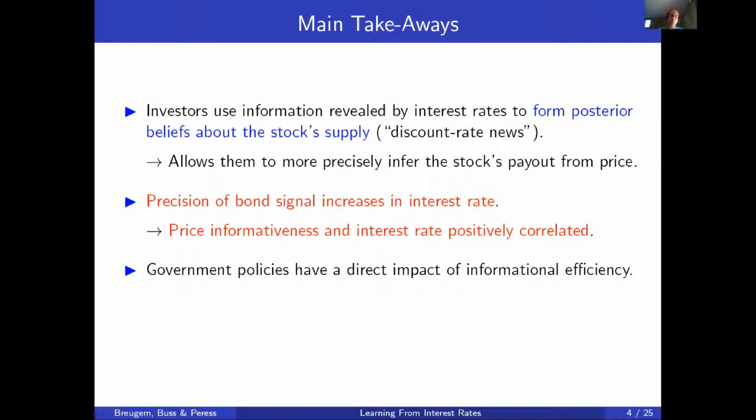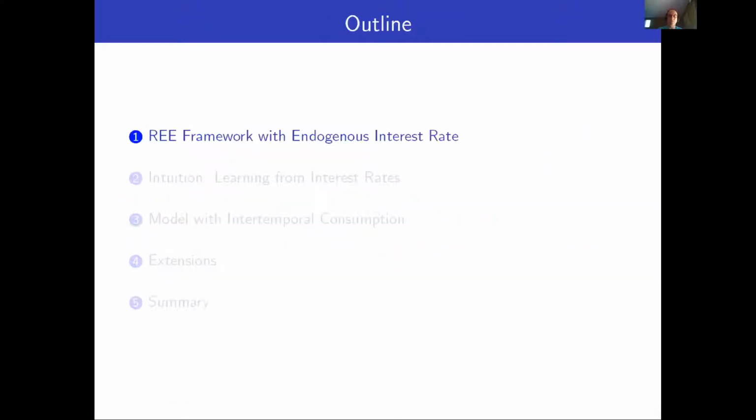So as a result, price informativeness and interest rates are positively correlated, as in the chart, right? And this leads to government policies or central bank policies having a direct impact on information efficiency that we argue has been overlooked so far. So let me go into more detail. I'm going to first develop the framework. Then I will convey some intuition, and then I'll talk about some extensions of the model.